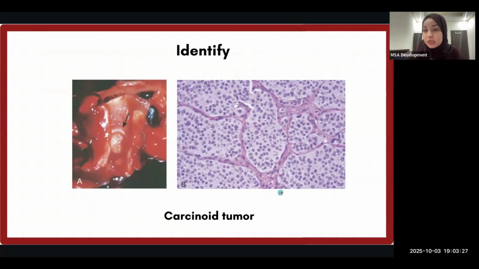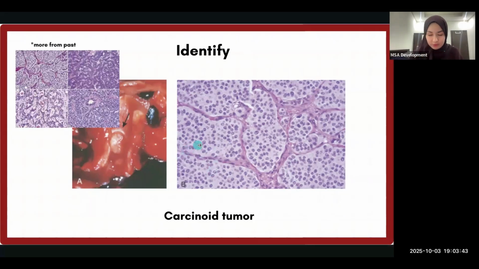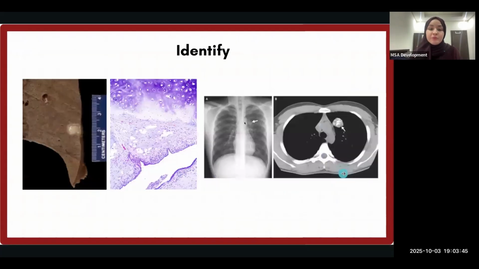Also, I forgot to mention adenocarcinoma is associated with the EGFR mutation. Make sure you know that because I saw that in a lot of questions. Okay. This is another picture of carcinoid tumor. Okay, so next question.